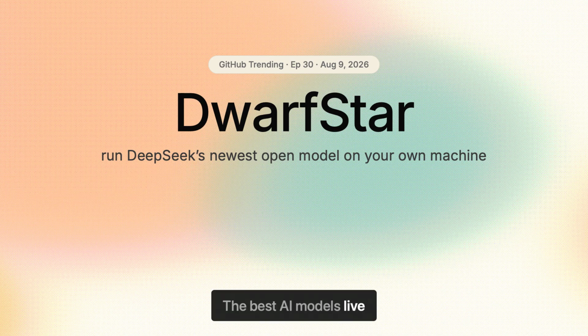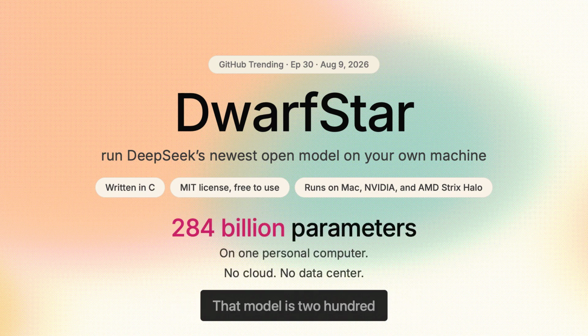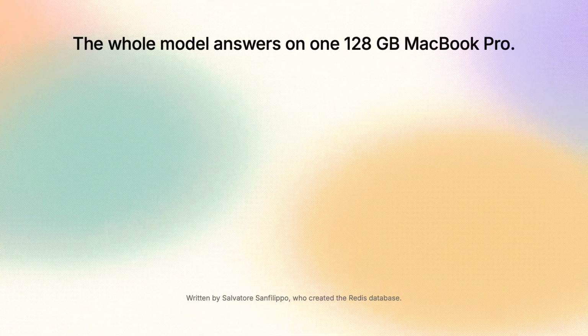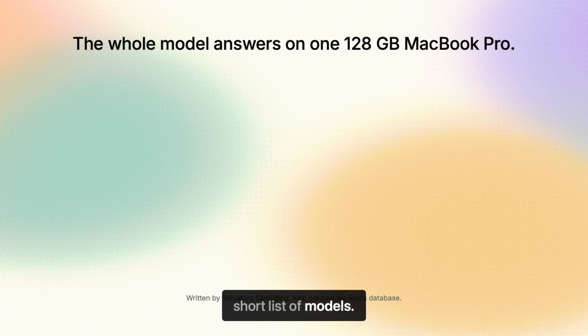The best AI models live in somebody else's data center. You rank them by the word. DwarfStar is an engine that runs one of those models on your own computer. That model is 284 billion parameters, the numbers that make up an AI model. That model comes from DeepSeek. DwarfStar is the program that runs it, built and tested for a short list of models.